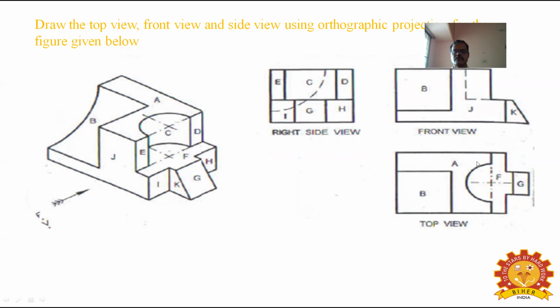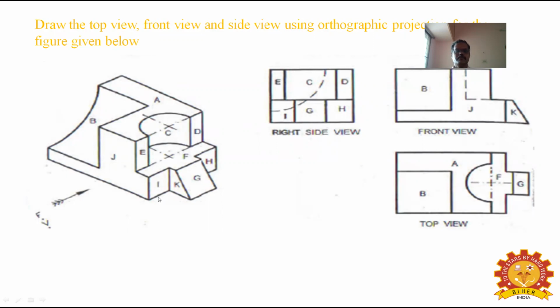Now, first draw the rectangle: A, B, F, and G part. After completing this top view, you have to draw the front view. In the front view, the B, J, and K parts are visible. Therefore, first draw the outer rectangle, the B and J parts. Here, on one side the height is smaller, and on the other side it is bigger.